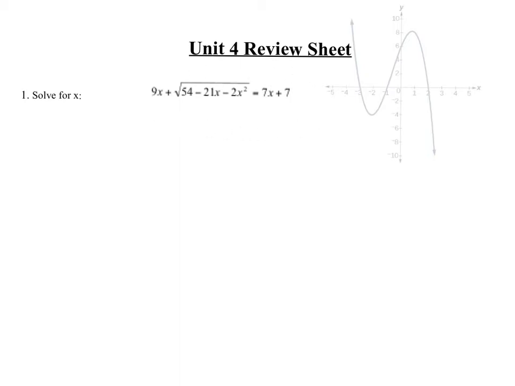All right, so in solving a radical equation, the first thing we want to do is isolate the radical. So what that means is we want to get this radical all by itself on one side of the equation. In order to do that, I'm going to subtract the 9x from both sides of the equation. Okay, so the 9x minus 9x cancels, and I can bring down that radical.